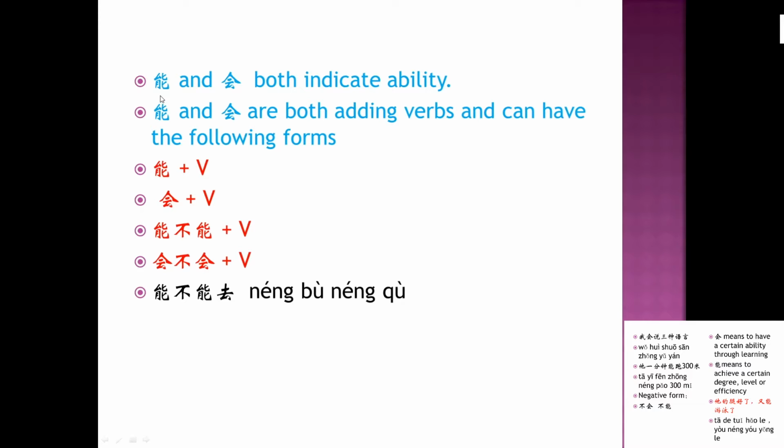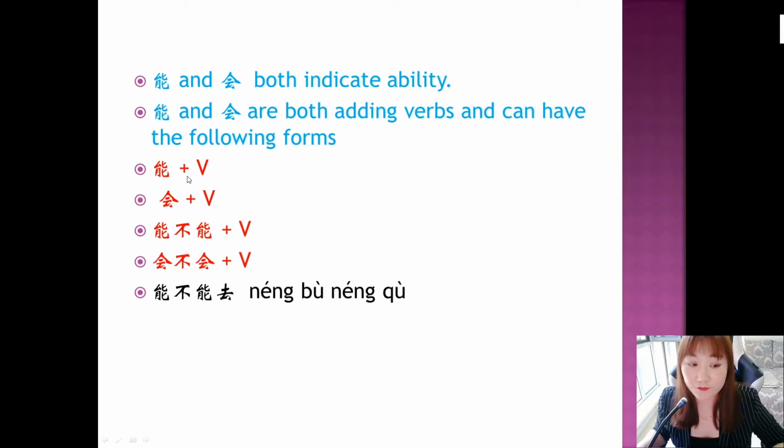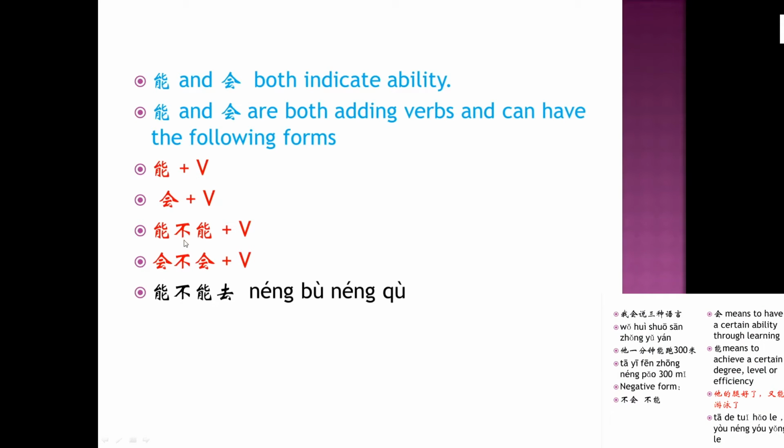So the first one, 能 and 会 both indicate ability, and also are both adding verbs and can have the following forms, like the first one, 能 add verb and 会 add verb. Also we have the other pattern like 能不能 add verb, 会不会 add verb. An example, 能不能去. So can you go or not?